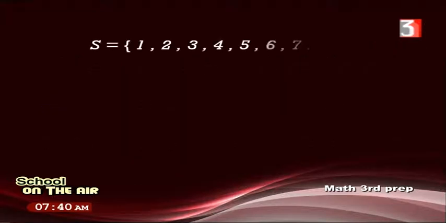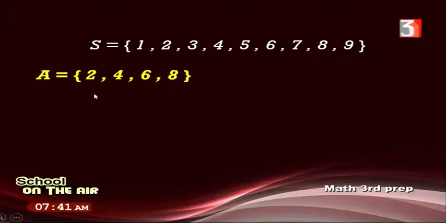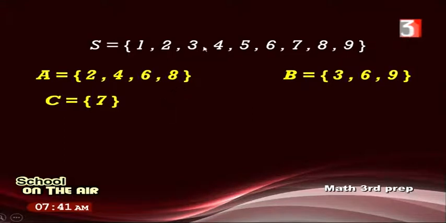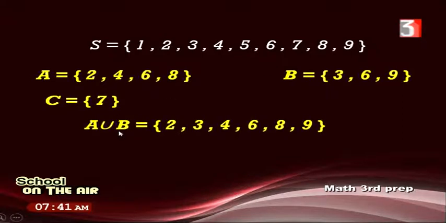Our sample space S equals {1, 2, 3, 4, 5, 6, 7, 8, 9}. The event A, even numbers, is {2, 4, 6, 8}. And B, a number divisible by 3, is {3, 6, 9}. And the event C, any prime number greater than 5, is just {7}. If we want to get A union B, the event of occurrence A or B, we write each element inside A and B without repeating any element.